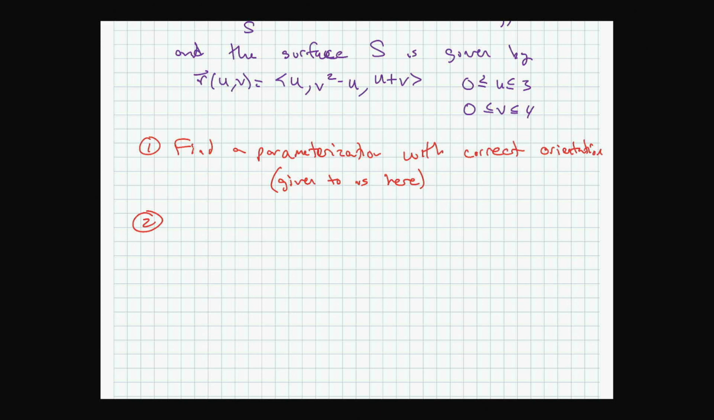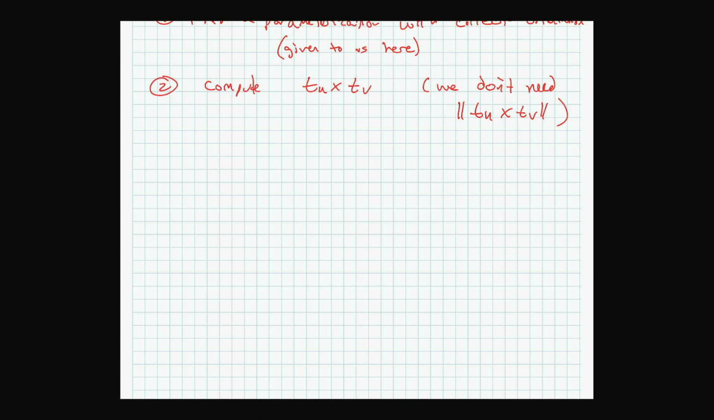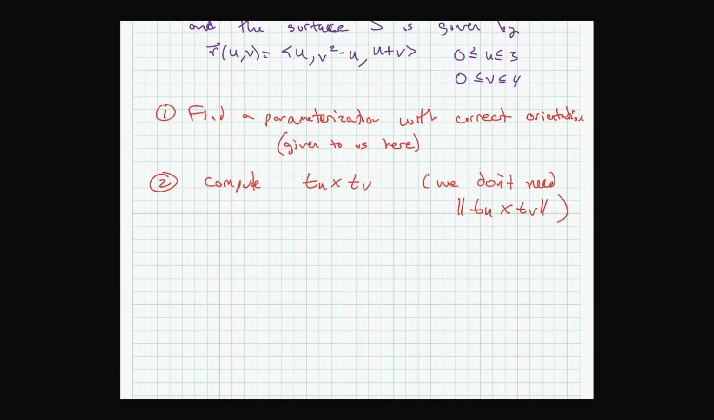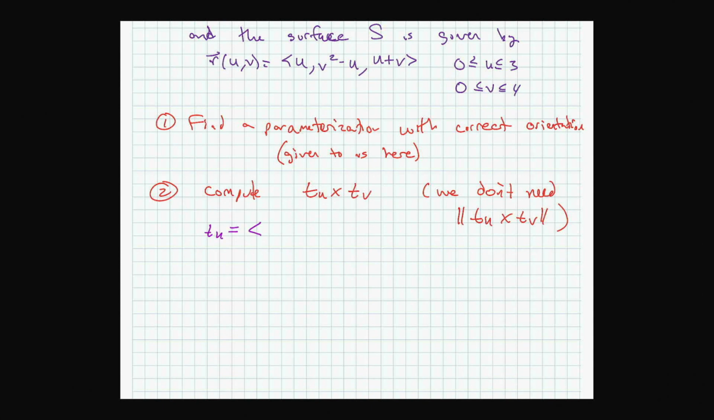After we do that, we're going to have to calculate that normal vector, Tu cross Tv. That's actually easier than before because we don't need the magnitude. For this type, we don't need the magnitude, and that's similar to what we did in line integrals as well. So let us do this, Tu cross Tv. We're going to need Tu. We have the parameterization right here, so the partial with respect to u is <1, negative 1, 1>. Tv is <0, 2v, 1>.